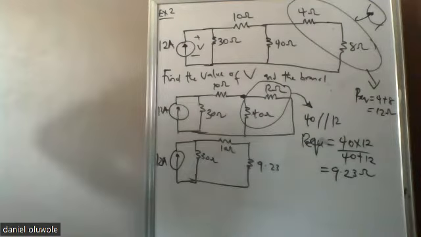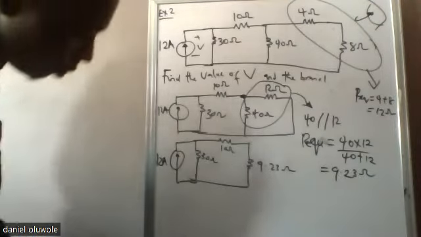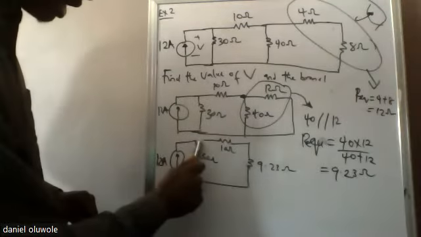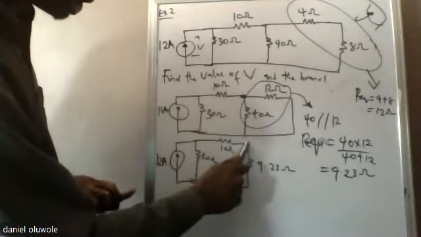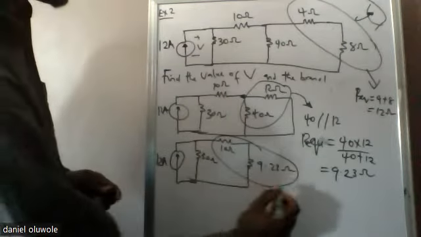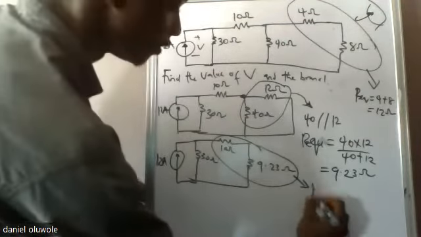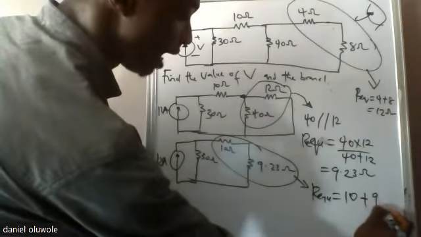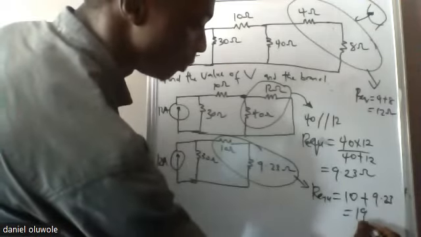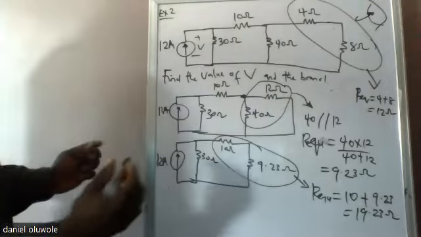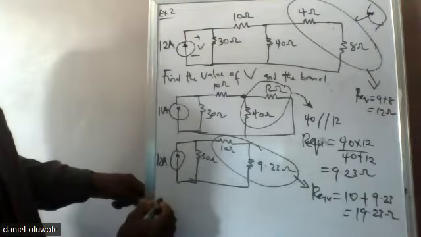I think the 10 and the 9.23 are in series. Exactly. Because the same current that flows through this is not branching anywhere, it keeps flowing through. So you are very correct. So these two are in series, and of course, that gives us an equivalent value of 10 plus 9.23, and that's 19.23 ohms. And so gradually, we're coming to the end of the whole puzzle.